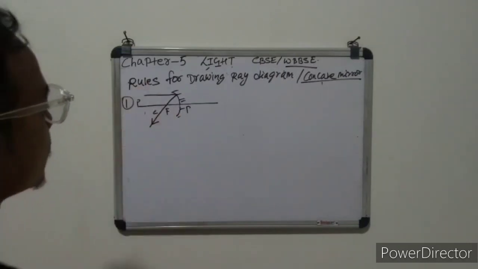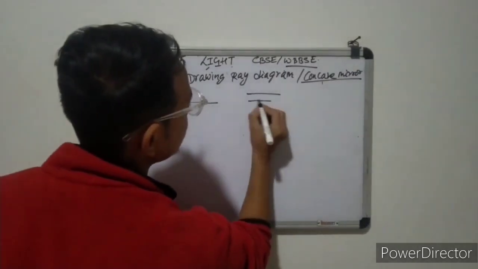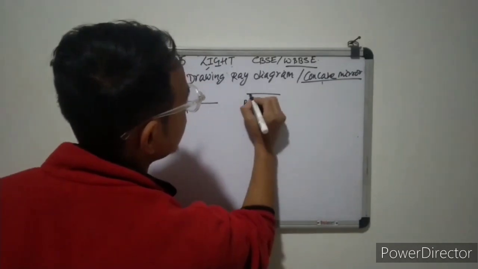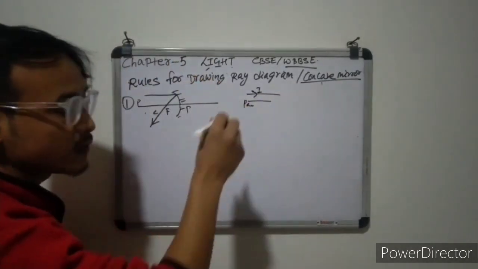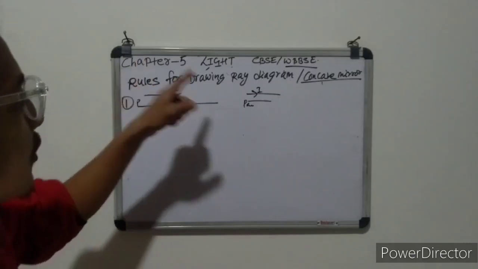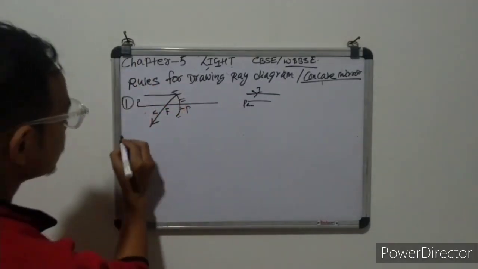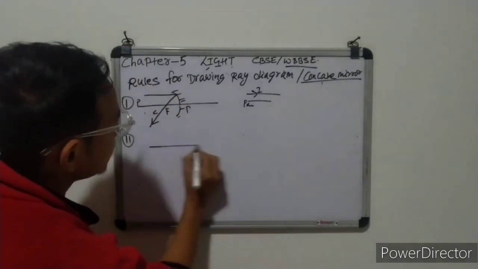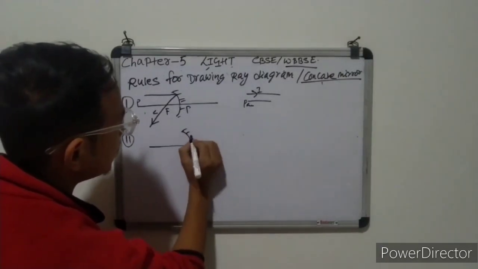The ray is parallel to the principal axis. This one is the principal axis and this one is the incident ray. The ray which is parallel to the principal axis will always pass through the focus. That is rule number one. Rule number two is just the opposite of rule number one.